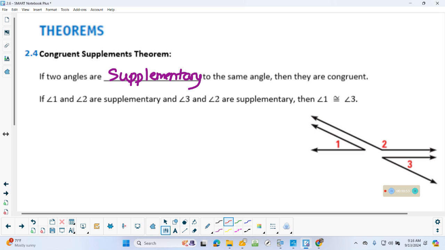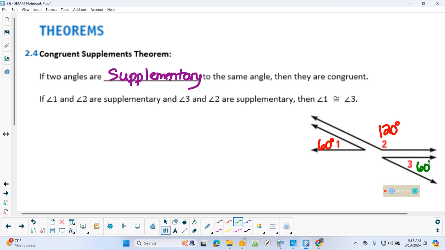Say what now? Okay. So let's say I tell you angle 2 is, I'm going to make it easy, 120. Now, I'm going to tell you 1 and 2 are supplements. So what would angle 1 need to be if 1 and 2 are supplements? 60, because that makes your 180. Now, if I also tell you 2 and 3 are supplements, what does angle 3 have to be?